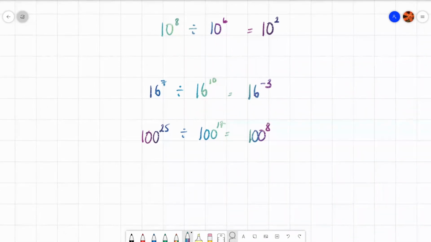So this was the rule for multiplication and division when looking at laws of indices. Hope this little recap was useful.